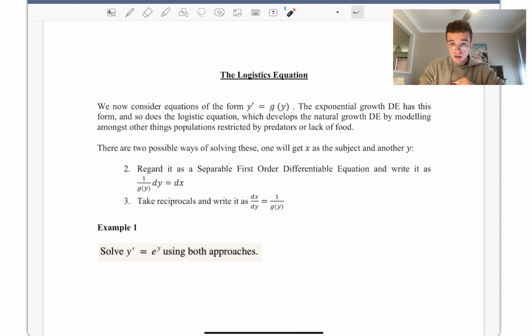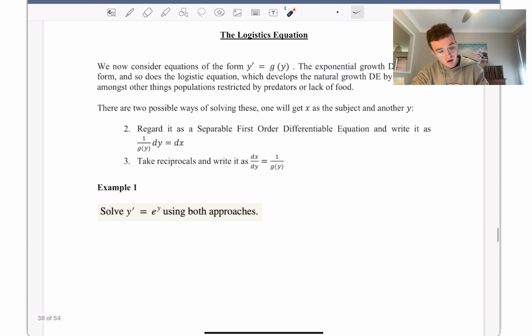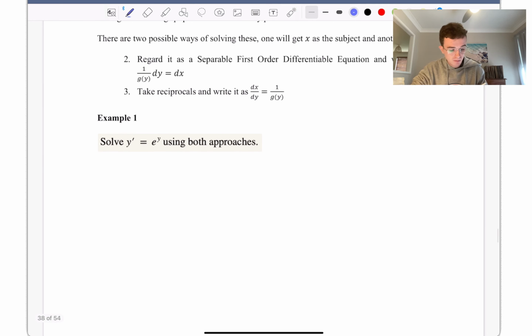So there are two ways of solving these equations, and we're going to do a number of these questions solving them both ways. Way number one is to regard it, like our last video, as a separable first order differential equation and write it as 1 on g of y dy is equal to dx. Number two is to take the reciprocal of both sides and instead integrate dx/dy is 1 on g of y. And we're going to have a go at solving some questions using both methods.